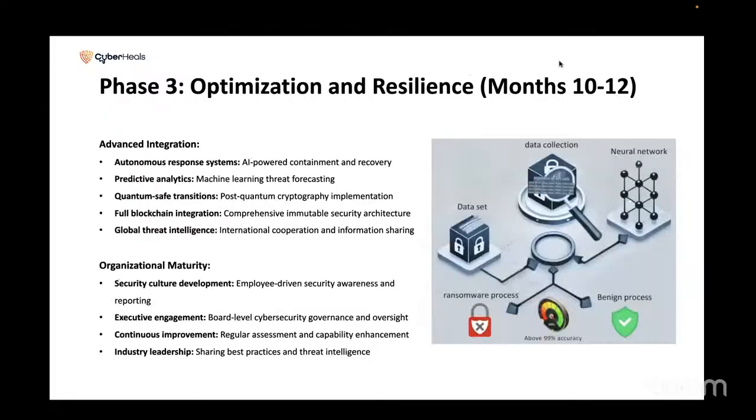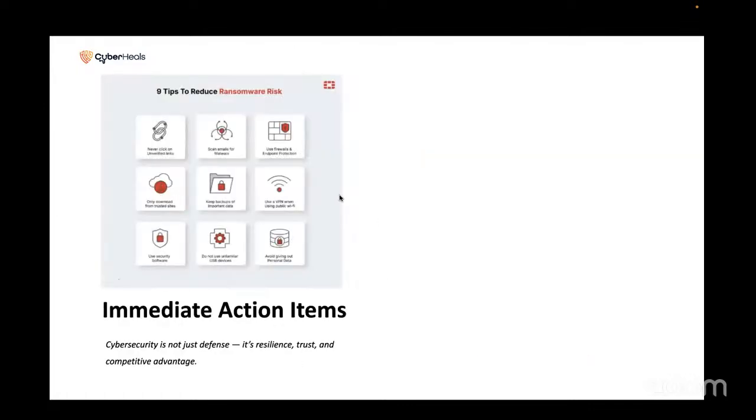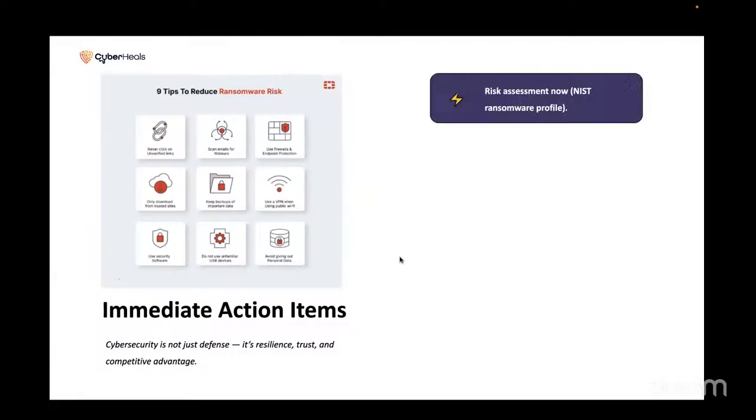Advance. Then optimize in months 10 to 12. Based on the data, optimize: secure culture, executive engagement, continuous improvement, industry leadership. Very, very important. So create something called 9 tips to reduce ransomware. Immediate action items. What are they?